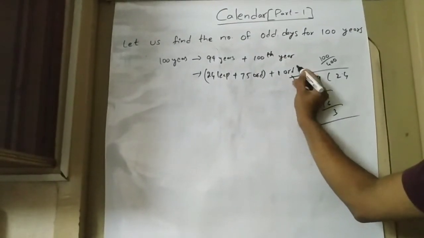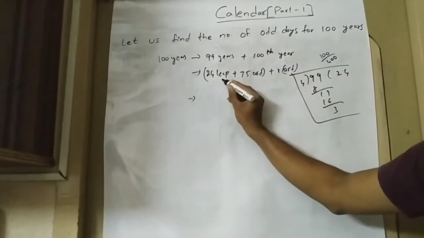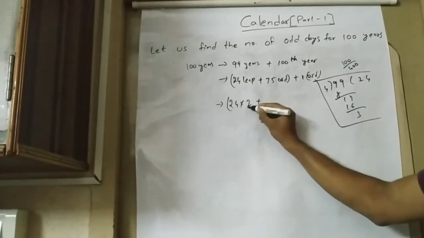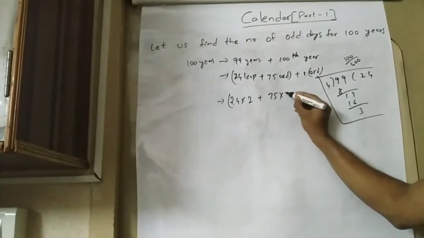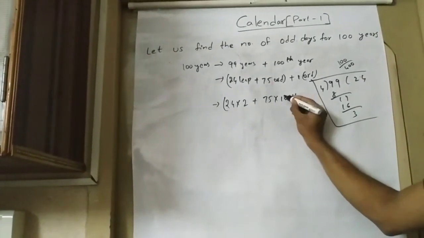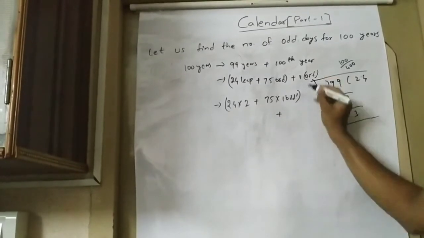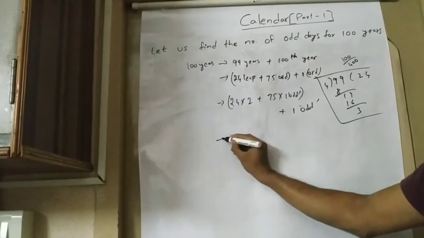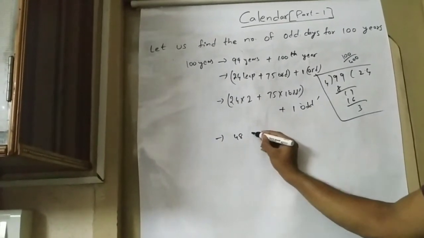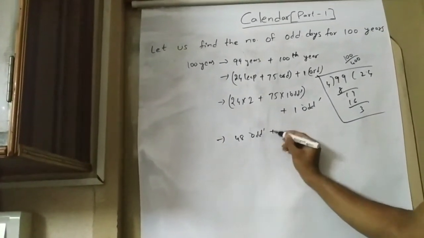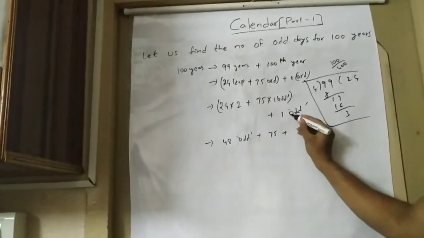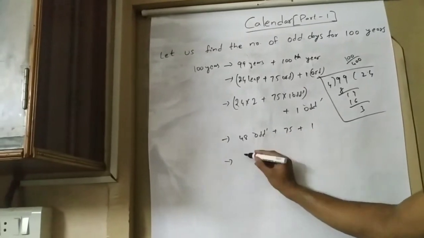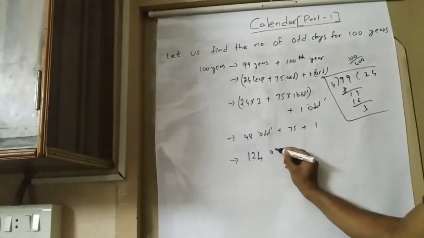So 1 ordinary year. We know for a leap year there will be 2 odd days, so we have to multiply by 2. And for an ordinary year there will be 1 odd day. So 24 twos are 48 odd days, plus 75 ones, 75 odd days, plus 1 odd day for the ordinary year. So 48 plus 75 plus 1 gives 124 odd days.